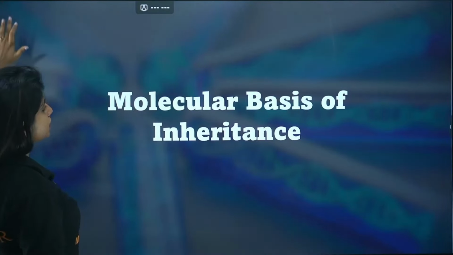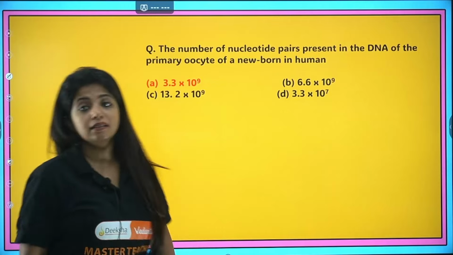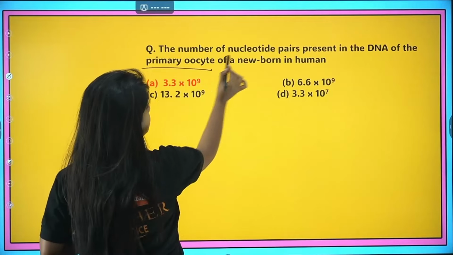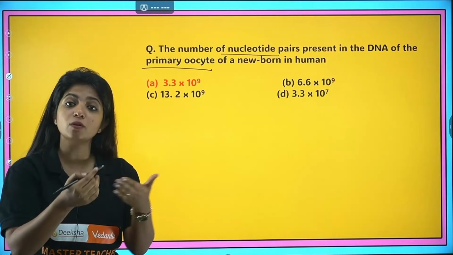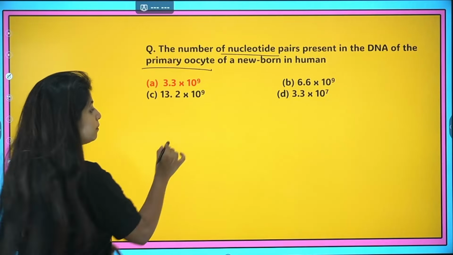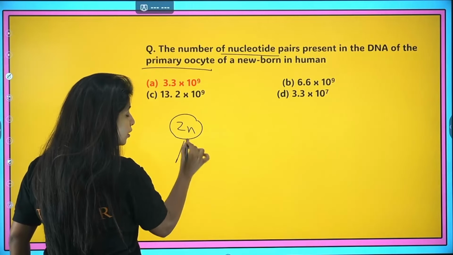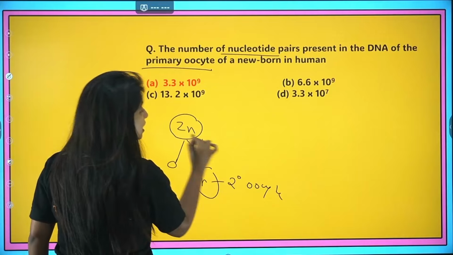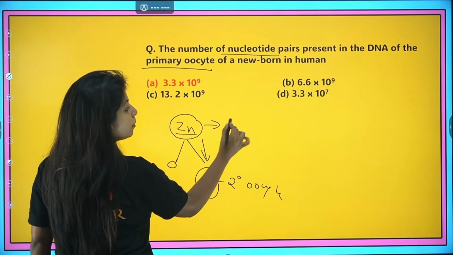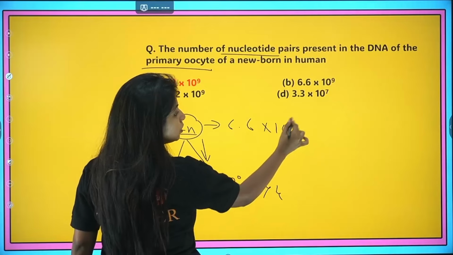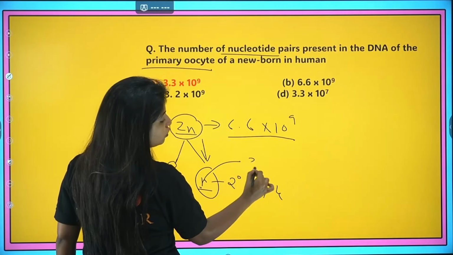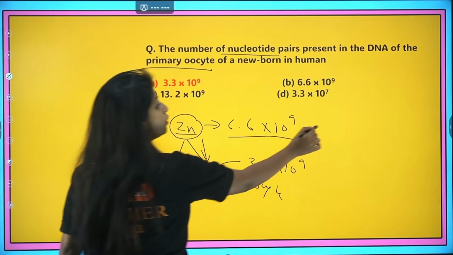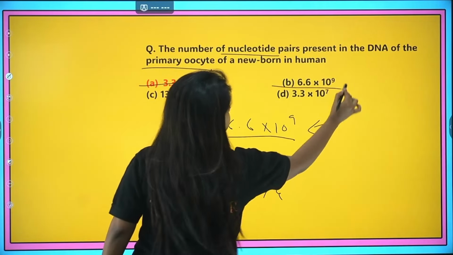Now going ahead with molecular basis of inheritance, my dear children, the first type of question that you may get: the number of nucleotide pairs present in the DNA of the primary oocyte of a newborn in human is. So they are asking what is the number of nucleotide pairs in the primary oocyte. Do you believe the primary oocyte has undergone meiosis? No. The primary oocyte is diploid in nature, it is still going to undergo meiosis to give you the secondary oocyte. So over here it is diploid and then it becomes haploid. What is the diploid number of nucleotides over here? 6.6 into 10 to the power 9. If it is haploid, half, then it would be 3.3 into 10 to the power 9. Always remember this. The primary oocyte is diploid, not haploid, which is why it would be 6.6 into 10 to the power 9. This is the answer.